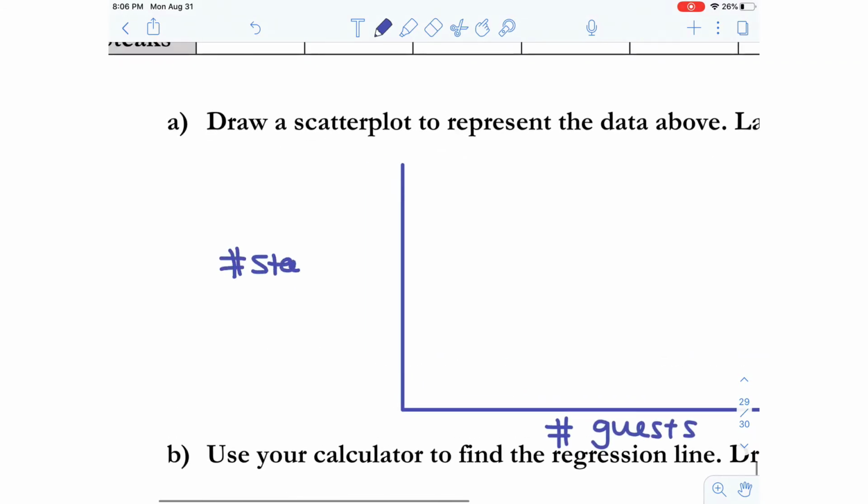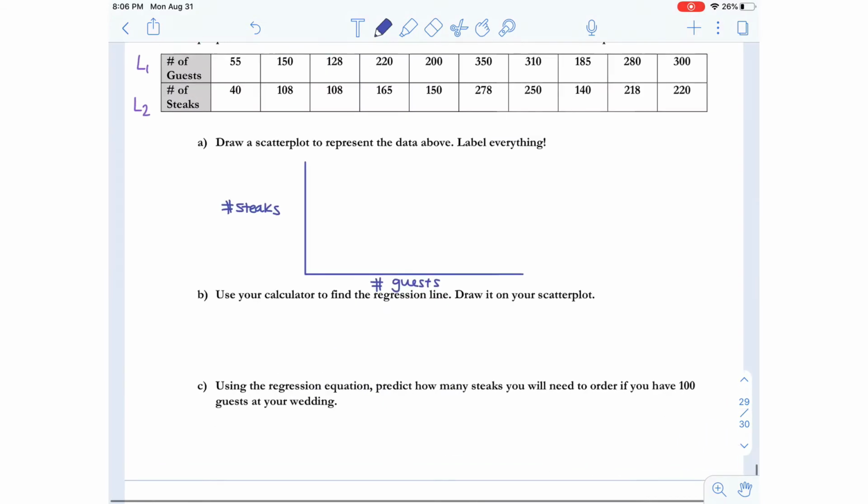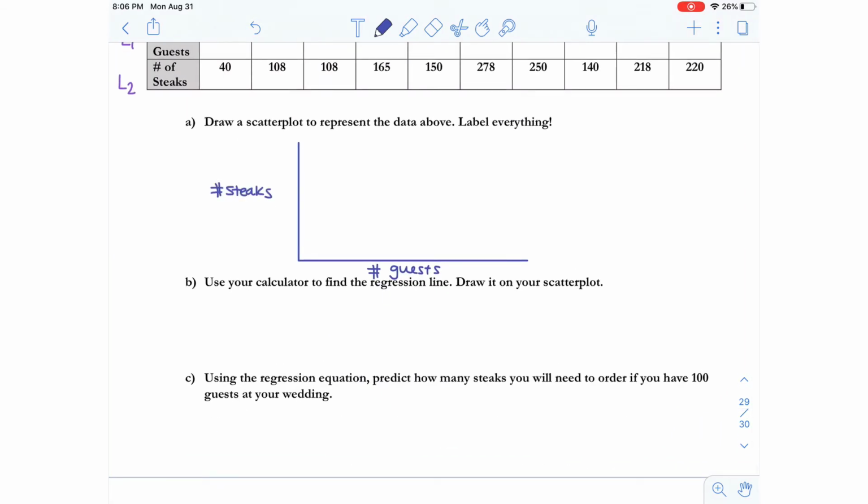I made this problem while I was wedding planning, I remember, a couple years ago. So it was relevant for me at the time.